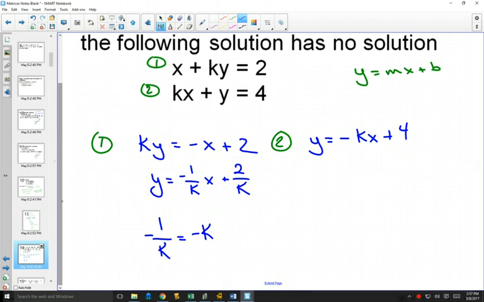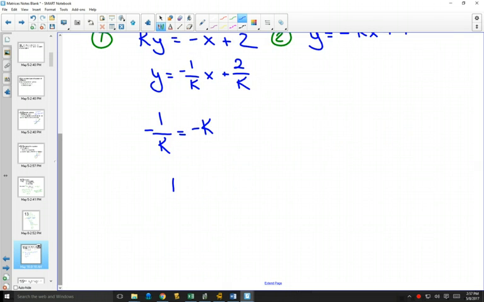How do we solve this equation? Well, if you multiply both sides by negative k, you'll get 1 equals k squared. So k could be plus or minus 1. That would make the slopes the same. Yes? You could say that k equals 0, and then we have x equals 2, and then that's just not possible.